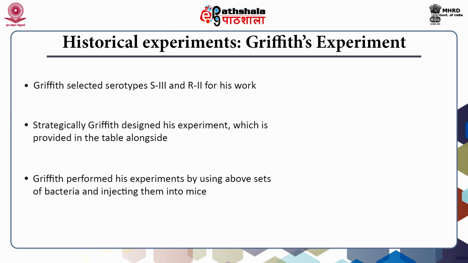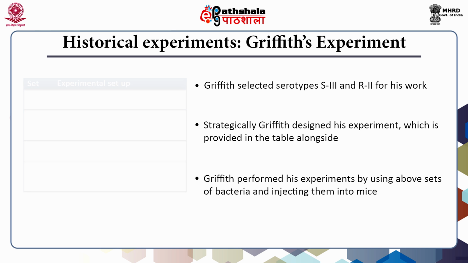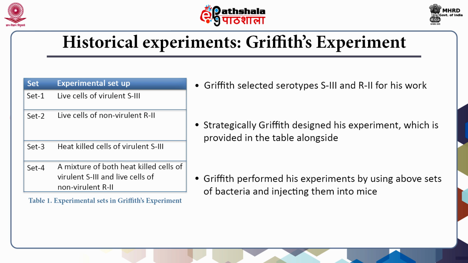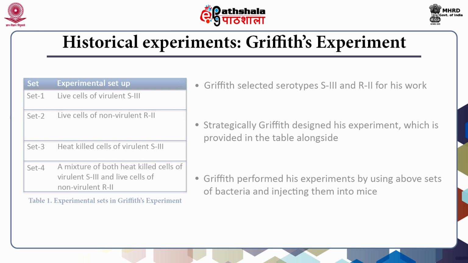Strategically, Griffith designed his experiments, which are provided in the table. You can see that set 1 consists of live cells of virulent smooth S3 Diplococcus. Set 2 has live cells of non-virulent rough Diplococcus R2. Set 3 contains heat-killed cells of virulent S3, and set 4 contains a mixture of both heat-killed cells of virulent S3 and non-virulent R2.